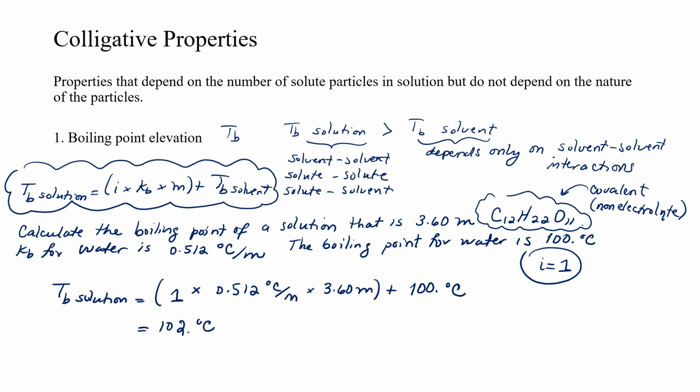So I'm rounding my number. I have 101.8432 from the calculator, so I'm just rounding that number to 3 significant digits. The molar concentration is given in 3 significant digits, so I'm going with that one. So 102 is greater than 100, so that's actually what we are expecting.